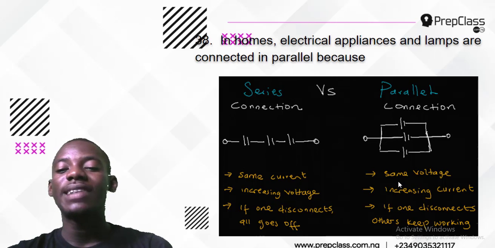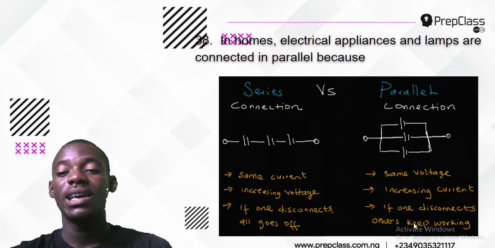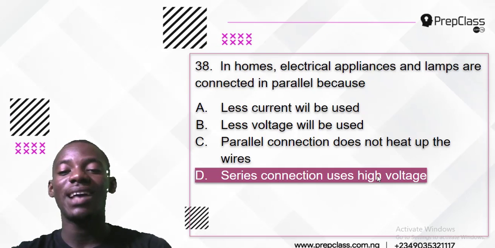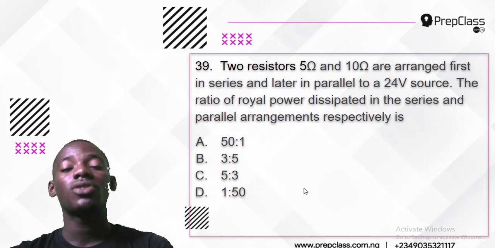But for parallel, it has the same voltage. I mean, parallel connection does not use high voltage, but it uses high current. And if one part is disconnected, others keep working, and that is the explanation. Parallel connection uses high current, but this one says less current, so it's wrong. So the only correct answer is that series connection uses high voltage, and that is the answer. Series connection is not good. Parallel connections are used because they use lower voltage, but series connection burns a lot of voltage, and that is why parallel connections are best.